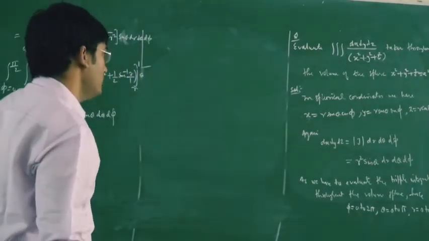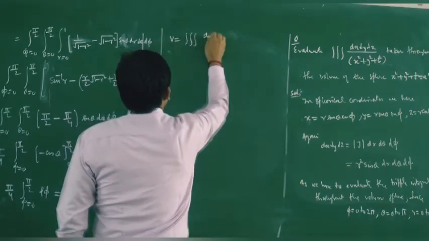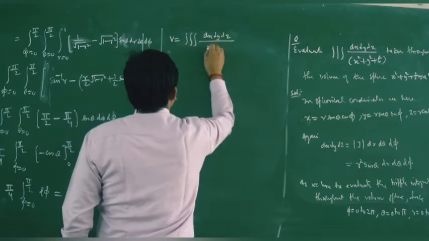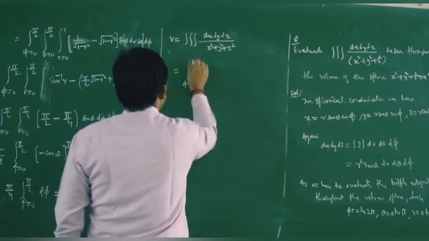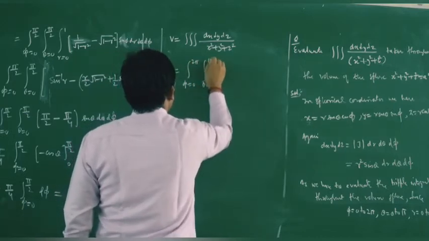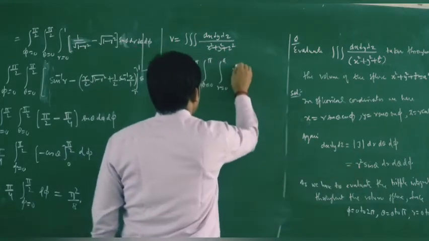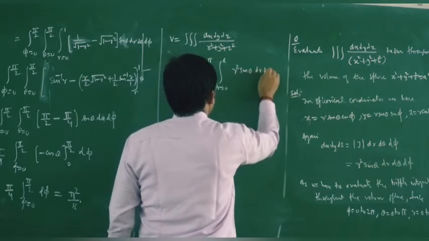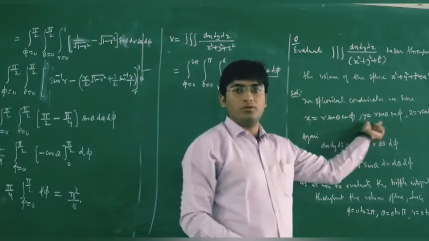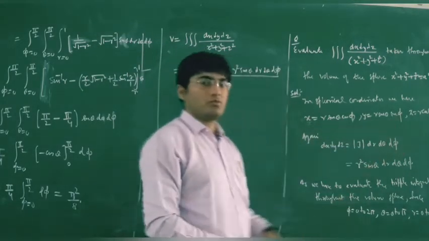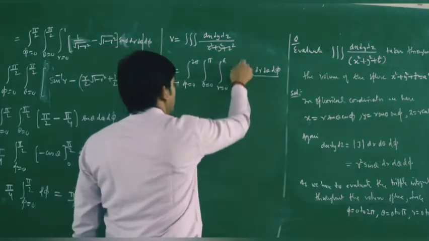So the value of this triple integral will be equal to, now phi will be from 0 to 2 pi, theta will be from 0 to pi, and r will be from 0 to a, dx dy dz is equal to r square sin theta dr d theta d phi upon, now the value of x square plus y square plus z square will be r square. So we have r square. So this r square and r square will get cancelled.